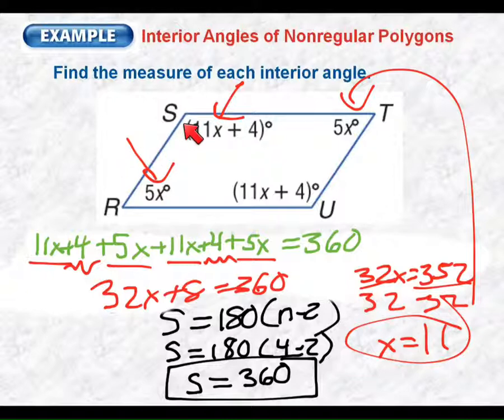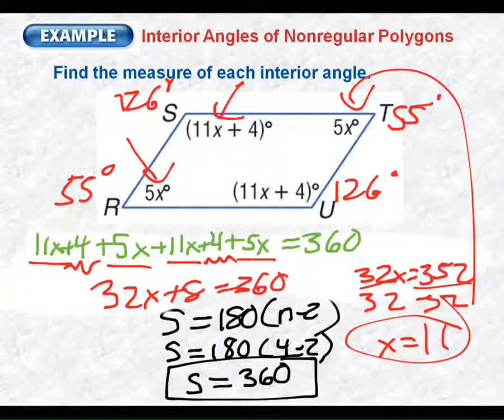That's going to be 121 plus 4. Those are going to be 126 degrees. 126, 126, 55, 55. Oh, sorry, it's 125. Thank you. Wait, 125 degrees. So 125 in each one.